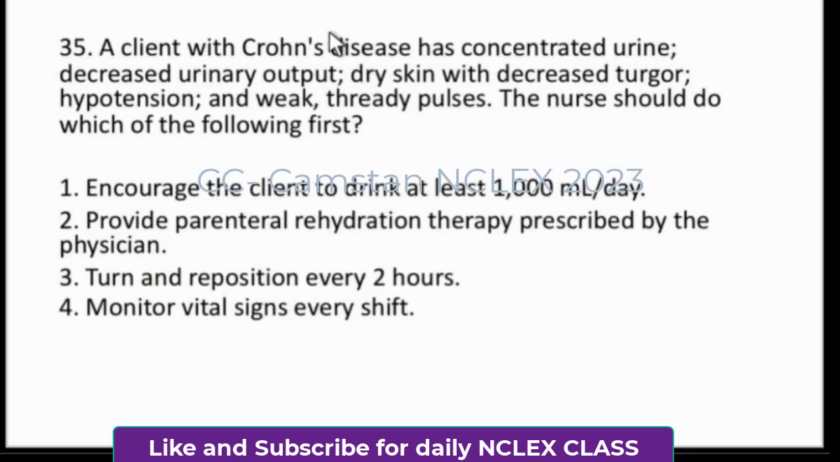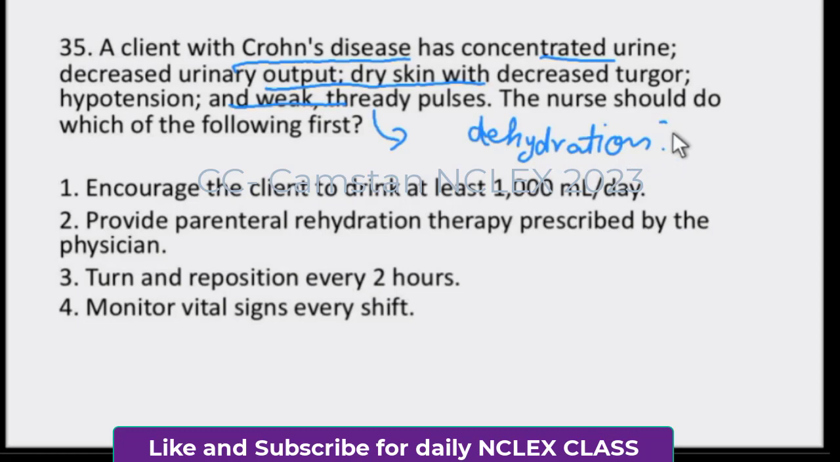The first question is: a client with Crohn's disease has concentrated urine, decreased urinary output, dry skin with decreased turgor, hypotension, and weak thready pulses. The nurse should do which of the following first? Right. So the given signs, what do they indicate? They indicate dehydration in our patient. So these are basically the signs of dehydration. So our client who has Crohn's disease is now having dehydration as a complication, right?